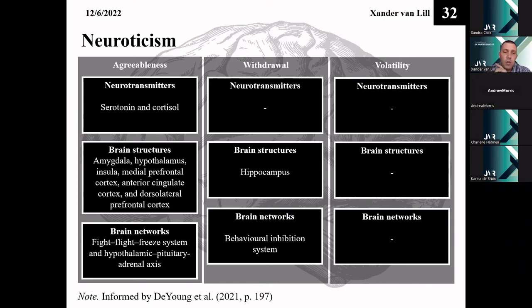So under neuroticism, I'm going to take a calculated guess and say that the fight-flight system in the future might be more saliently associated with volatility. There's no evidence for that. That would be my suspicion. But we do see these broad networks, like the behavioral inhibition system and the fight-flight system, really coming to the fore with something like neuroticism.